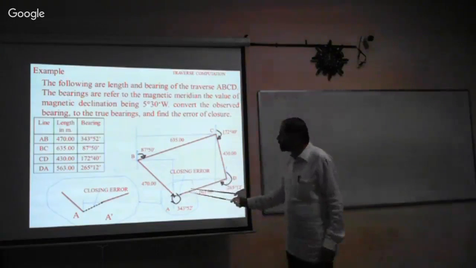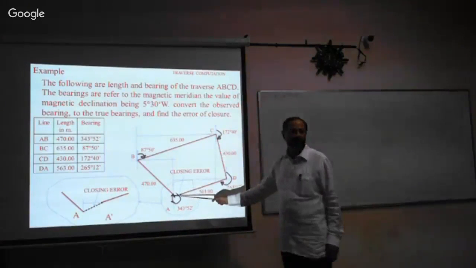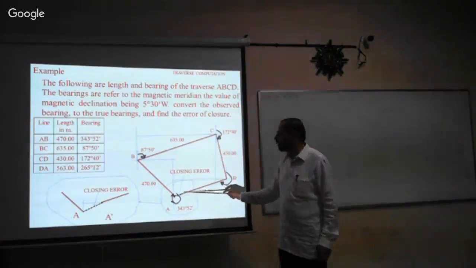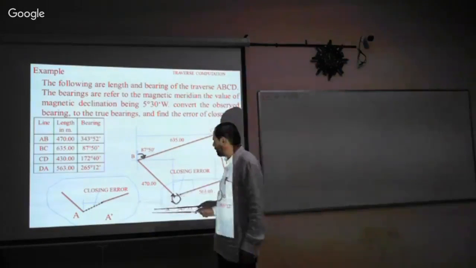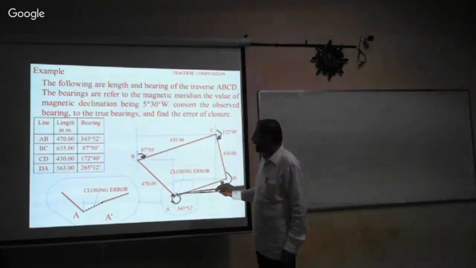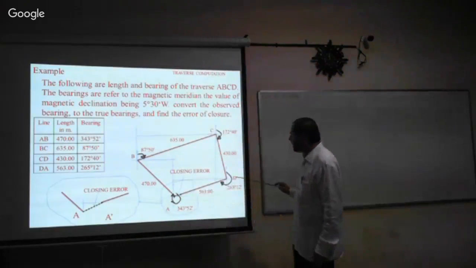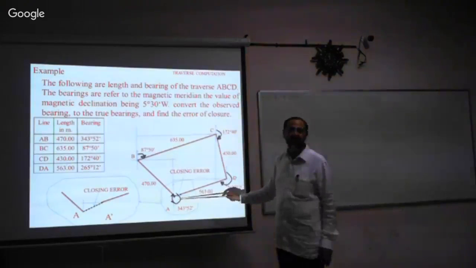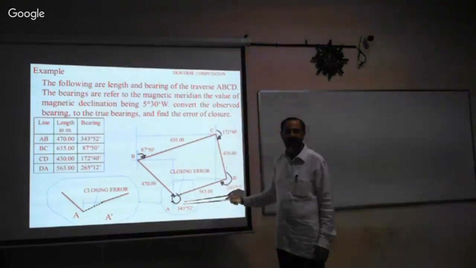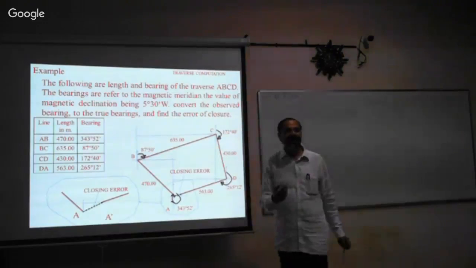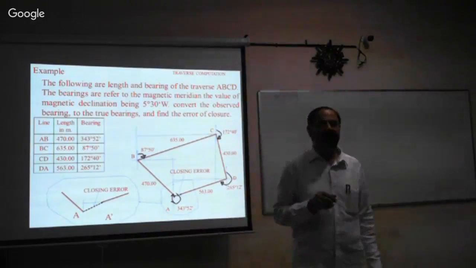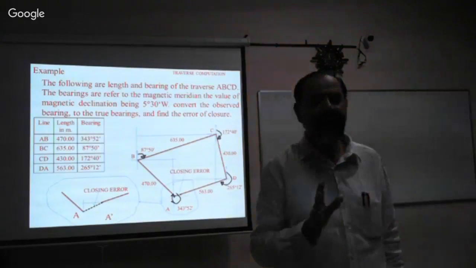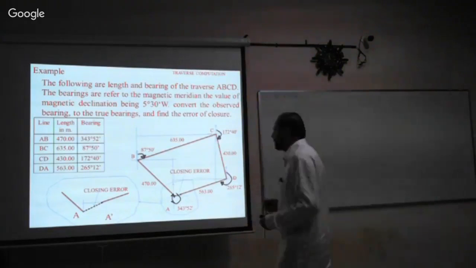Now, strictly speaking, we should join this point, but unfortunately it is not meeting the first point. Therefore, there is a closing error from A to A dash. The last point, DA, should reach point A, but while plotting it is not reaching. What is the meaning of that? There is an error in our work. Do you agree with me?